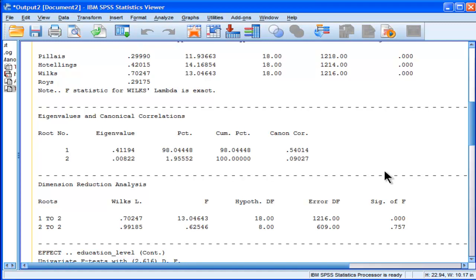All right, so I'll come back to this in a second. What I will notice though is that there's really just one, what SPSS calls a root or a canonical variate, that was extracted in a meaningful way. The next root was so small compared to the first that it's probably not going to be meaningful.